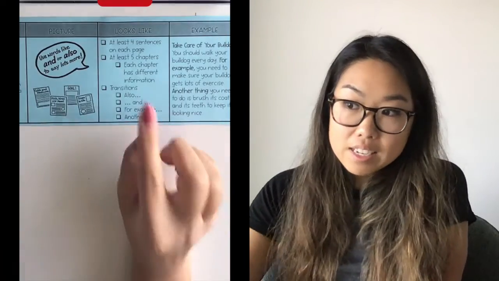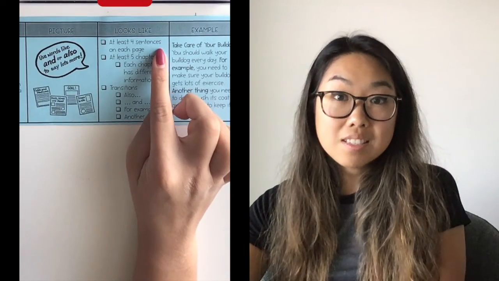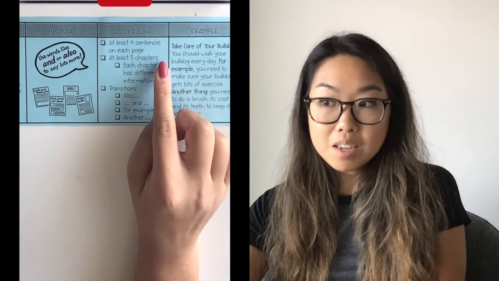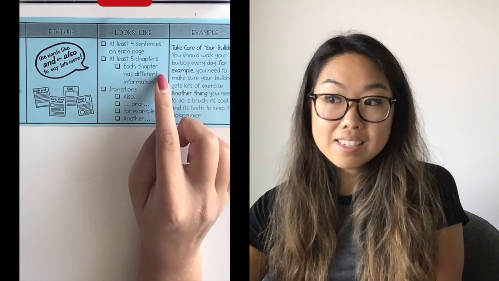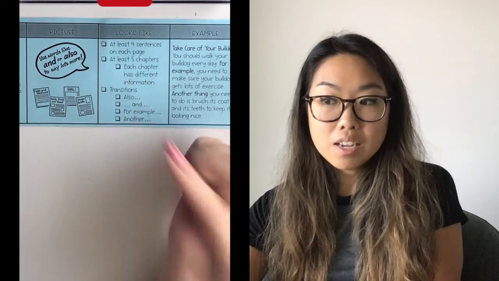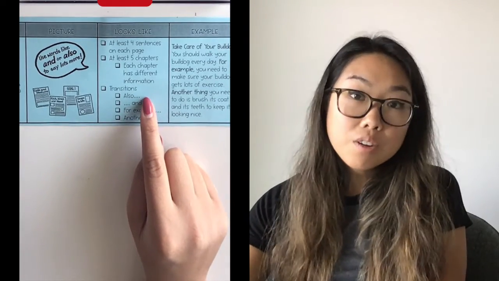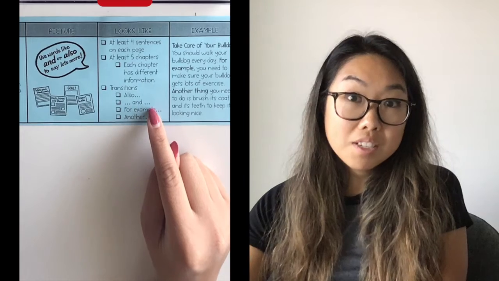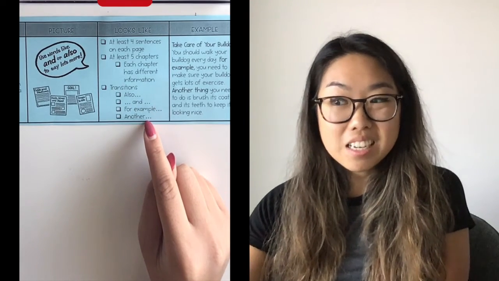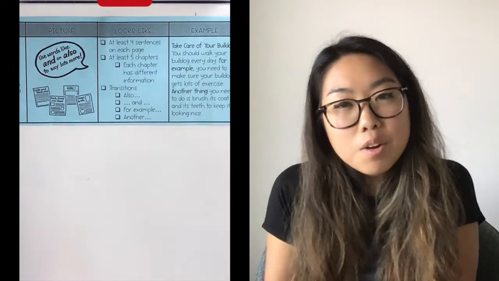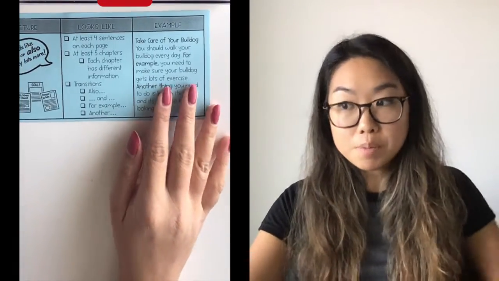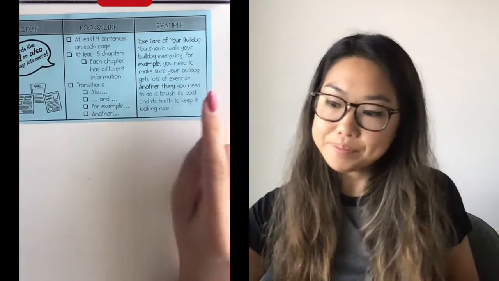What that looks like is at least 4 sentences on each page. That means at least 5 chapters, and each chapter has different information, and we're using transitions to tell us more. So we can use also, we could use and, we could say for example, and another. Let's look at what a good second grade chapter looks like and sounds like.